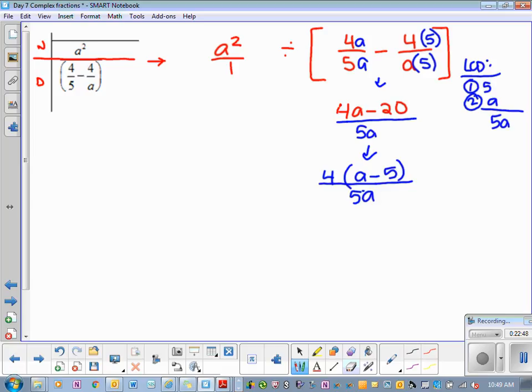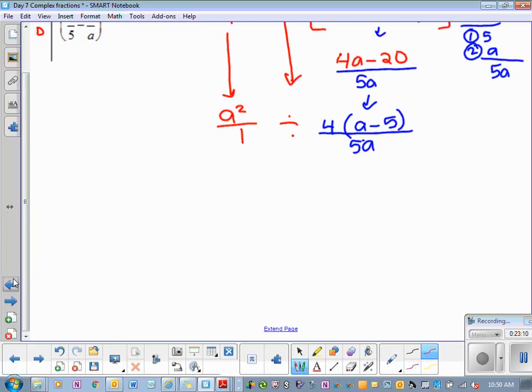I really like how this one looks because we're almost done. Bring down your divide. Bring down the a squared over 1. And then what do I do now, guys? Same times flip. Keep the first one the same, change it to times, and flip the second one.